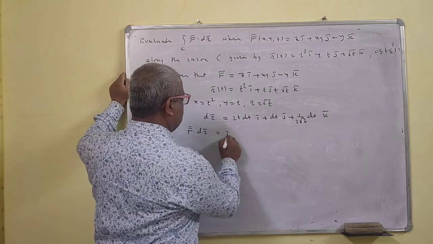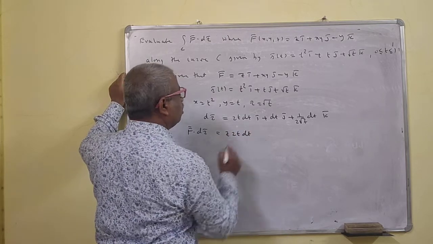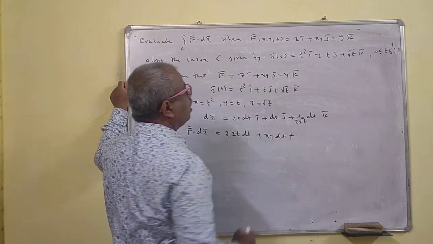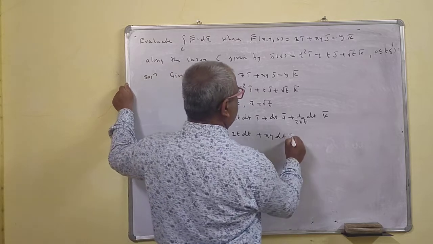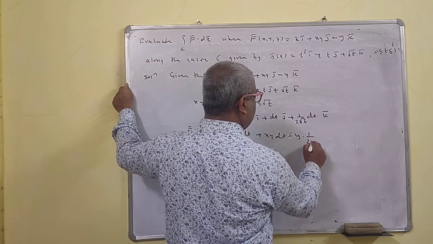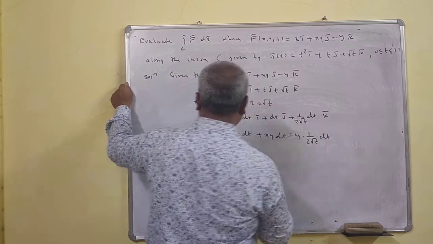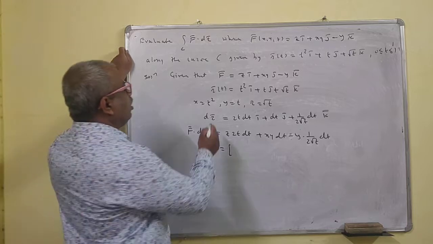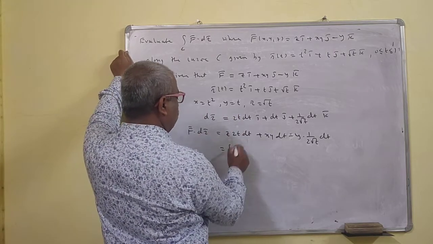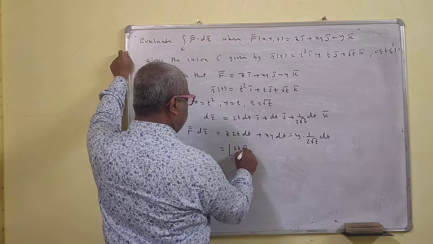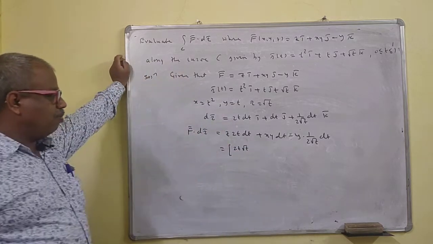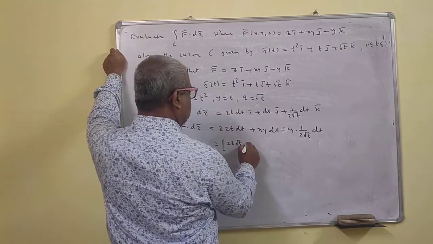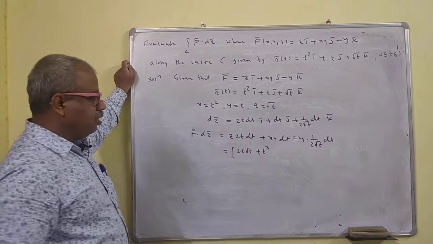This is z times 2t dt, plus xy dt, plus this is minus, so minus y into 1 upon 2 root t dt. Now we put the values of x, y, z in terms of t. Z is 2t, dt I will take common. Now xy: x is t square, y is t, so plus t cube minus y.